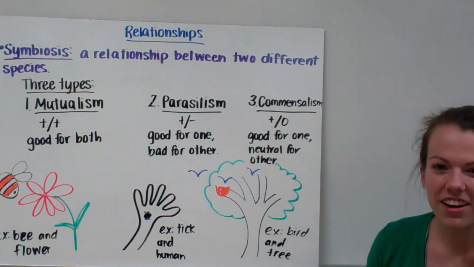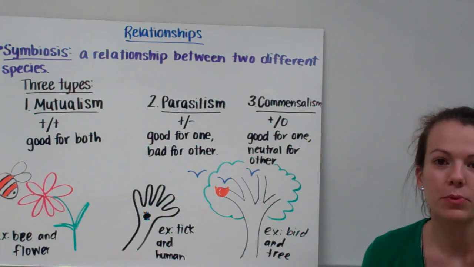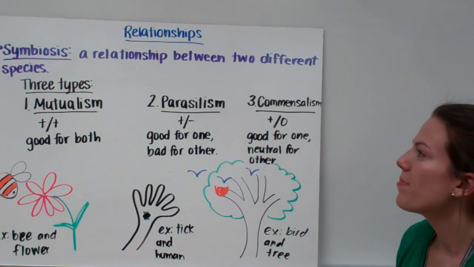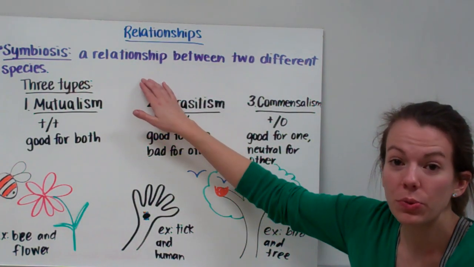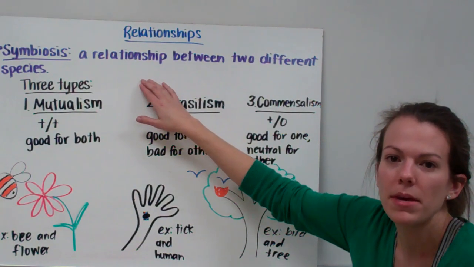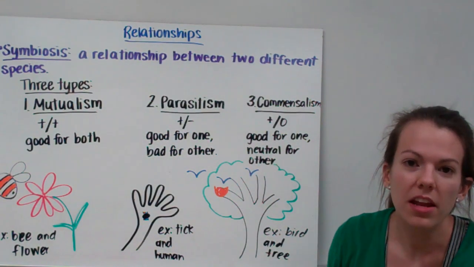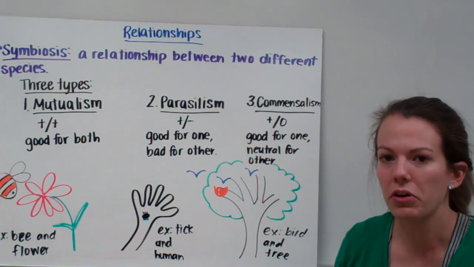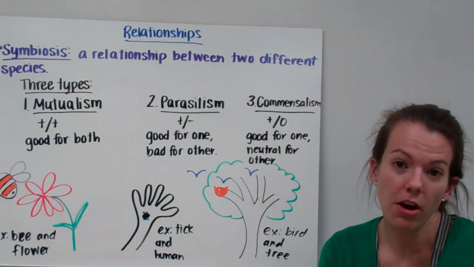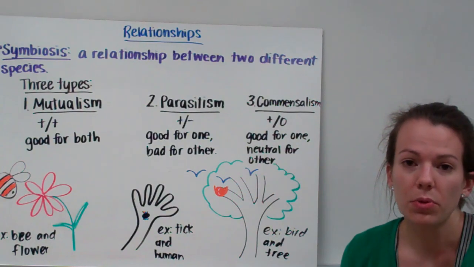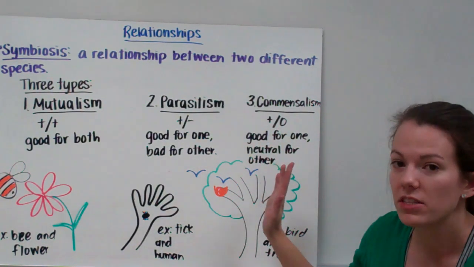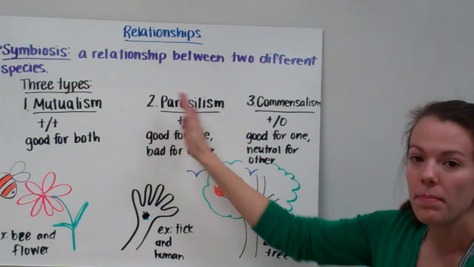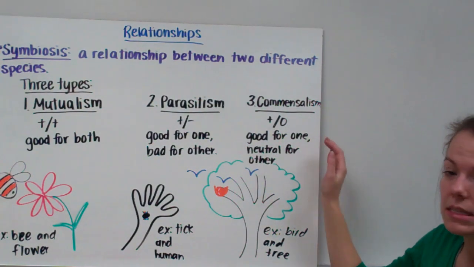This is Mrs. Kersing here, and we're going to talk about relationships between different organisms. There's a fancy word for a relationship between two different species, and that's symbiosis. So symbiosis is when any two organisms of a different species, so not a human and a human or a dog and a dog, but maybe a human and a dog, have some sort of relationship with one another. And there's three types of these relationships. There's mutualism, parasitism, and commensalism.